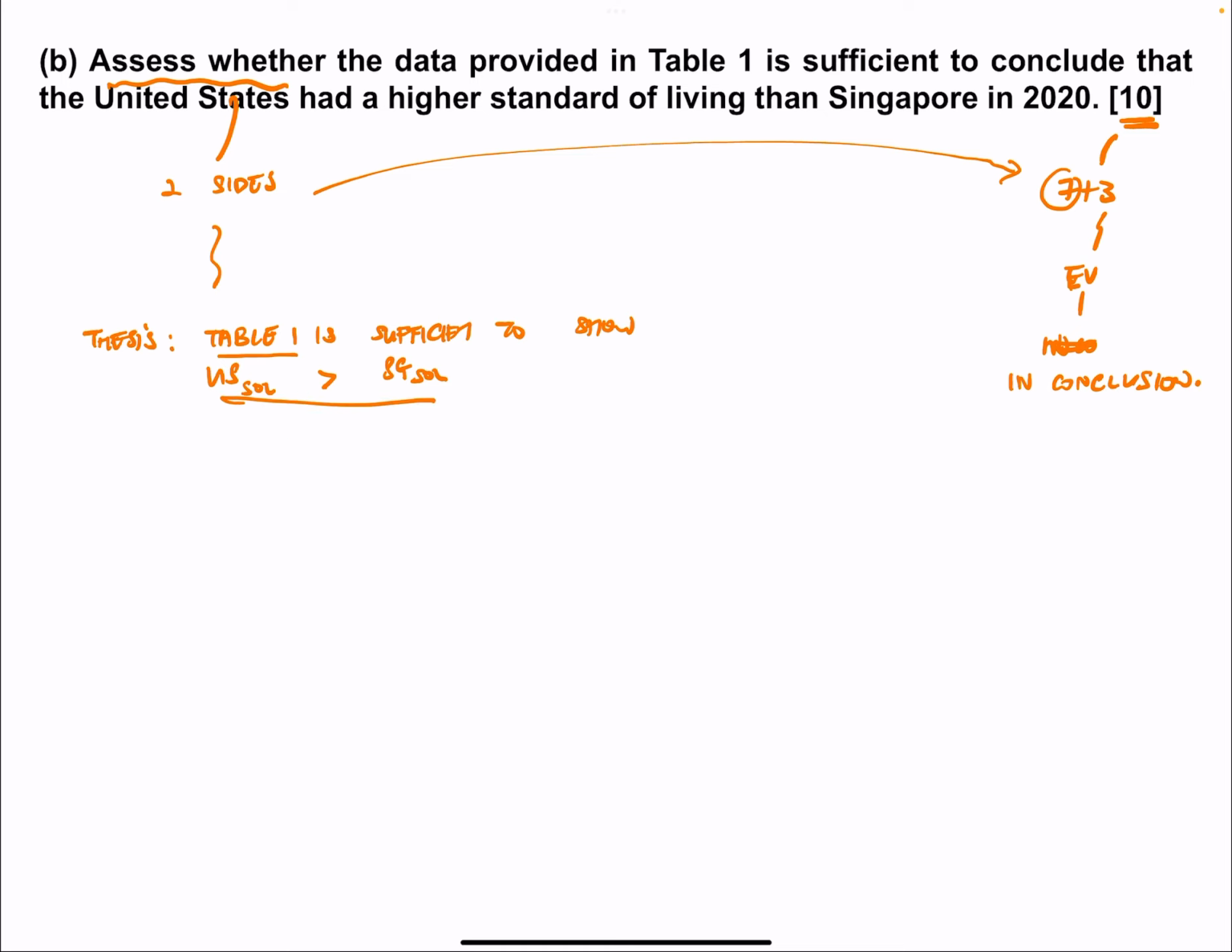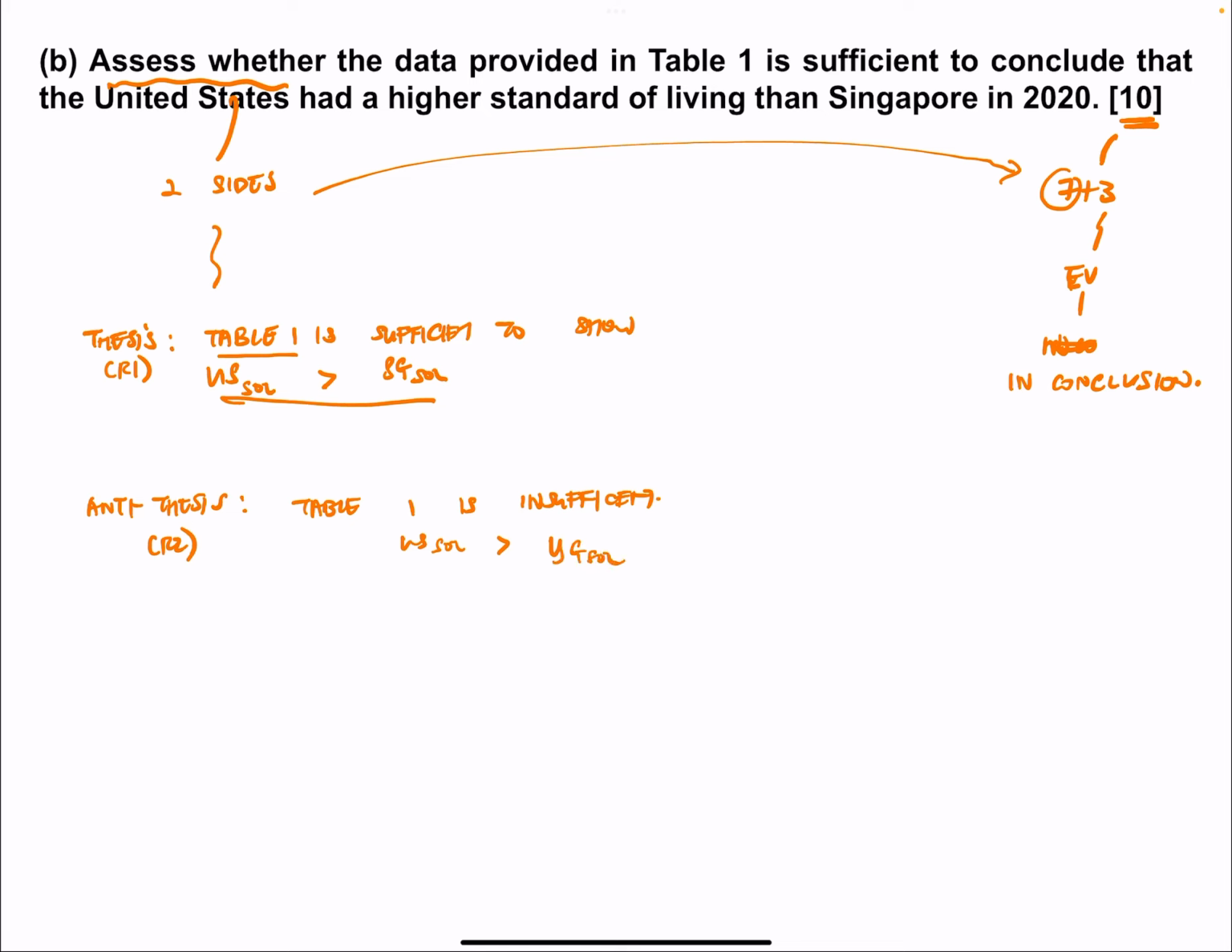So naturally, your antithesis, or you can call it R1, R2, however you want. Technically, CSQs have no R1, R2, but just to align, it's fine. So for the antithesis, you're supposed to say, okay, Table 1 is insufficient to show that US SOL is higher than Singapore's SOL.